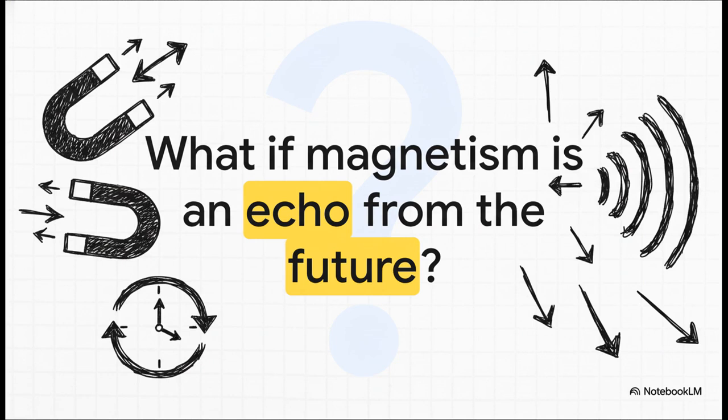Okay, let's just start with a really wild thought. What if magnetism, the force that makes compasses work and motors spin, isn't what we think it is at all? What if it's actually an influence traveling backward in time, an echo from the future pulling on the present? I know, it sounds nuts. So let's see where an idea like this even comes from.